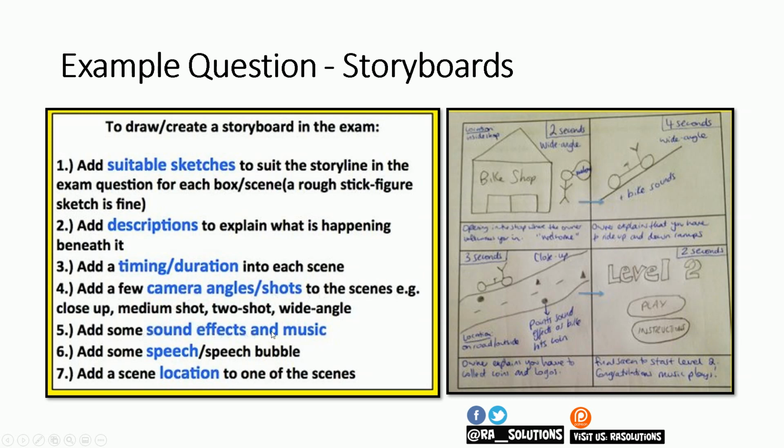Add some sound effects and music so you know what's happening in the scene. So obviously, if you look here, one of the examples says play sound effects as the bike hits, and add some speech in the speech bubble there as well, and also add a location to one of the scenes. So you need to ensure the person or client who's viewing this knows where this scene is taking place in the storyboard.